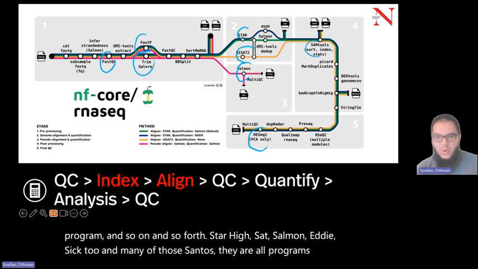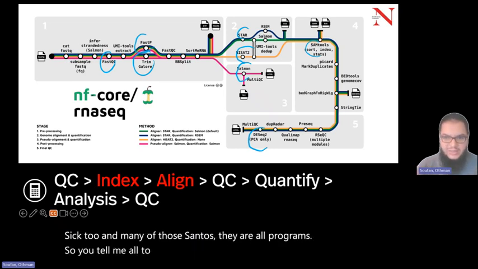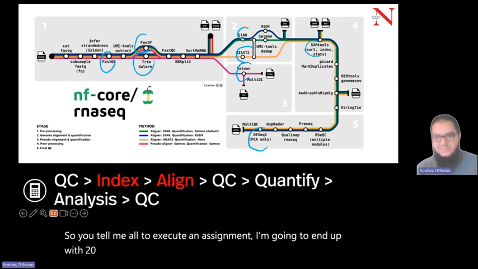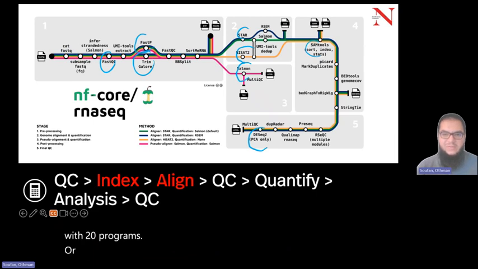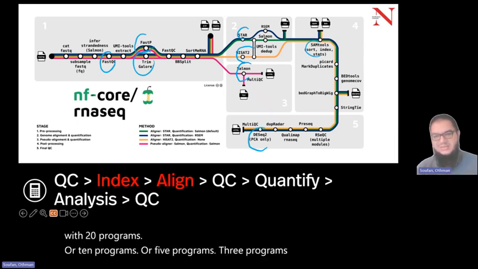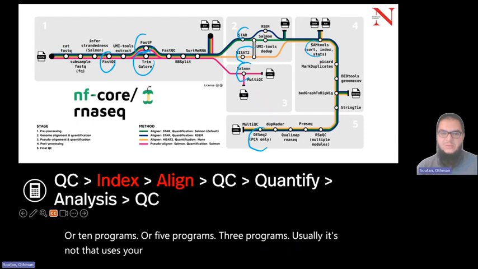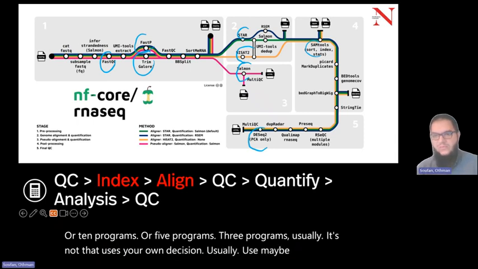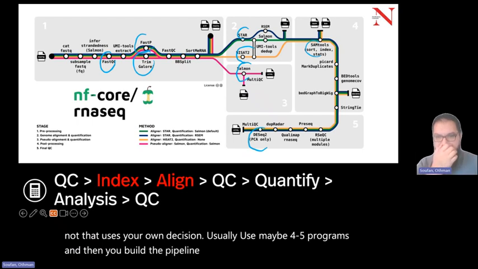And so you tell me, oh, to execute RNA-seq alignment, I'm going to end up with 20 programs or 10 programs or 5 programs, 3 programs. Usually it's not that huge. It's your own decision. Usually you use maybe 4 or 5 programs, and then you build a pipeline. Okay, you build a pipeline.